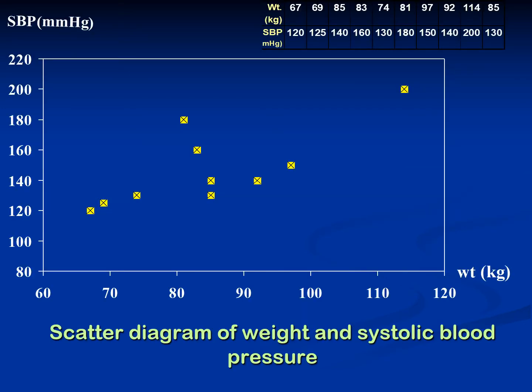We plot these variables in this diagram. This is a two-dimensional diagram. On the x-axis, the horizontal line, it is denoted weight, and on the y-axis, this is SBP, systolic blood pressure. So we are to find the association between weight and systolic blood pressure, whether these variables are correlated or not correlated.